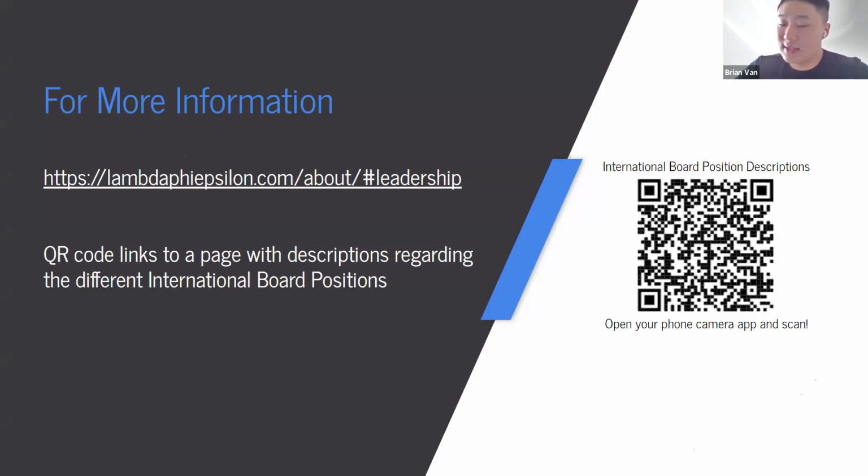What you can find here is basically a detail on who's holding what position. It gives an understanding of how everyone works together and how things flow. I'll link it into the chat, but feel free to look at this later on. It's an interesting look. The QR code goes to a page that gives you more descriptions about each of the different international board positions, as well as their roles and responsibilities.